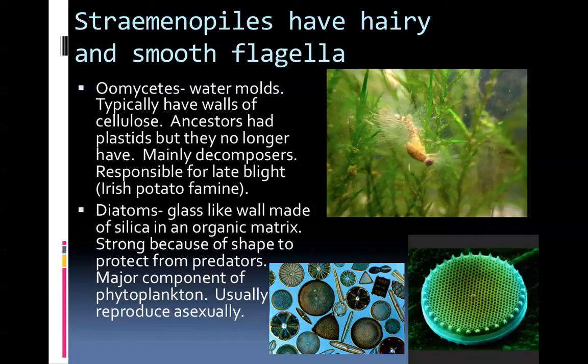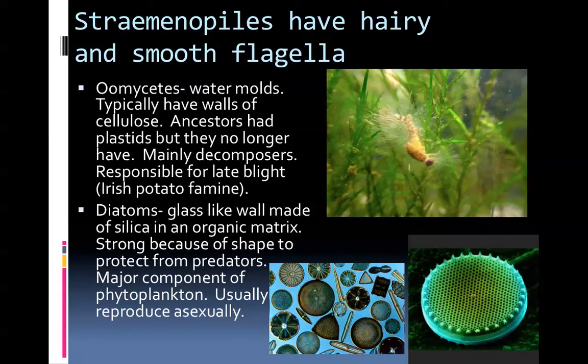So the first group of straminophile that we're going to take a look at are the, I don't even know how to pronounce this, oomycetes, and they are the water molds. And one of the things that's important to keep in mind is that these are not molds, they are not funguses. So their name is kind of disingenuous to the fact that they are in the protists. What's special about the oomycetes is that they have walls of cellulose.